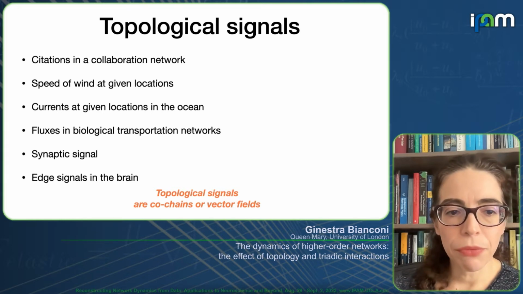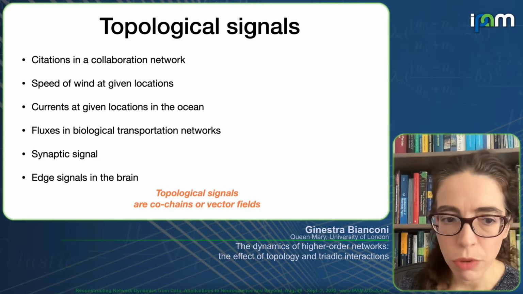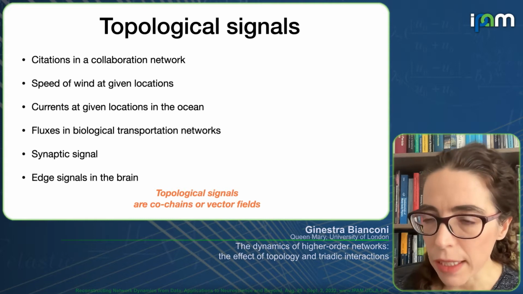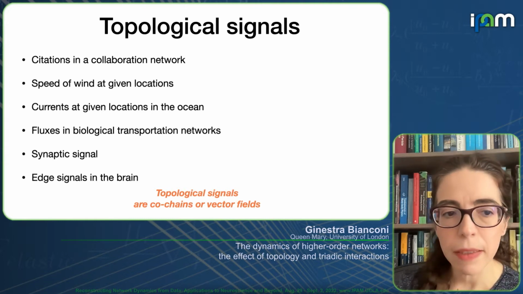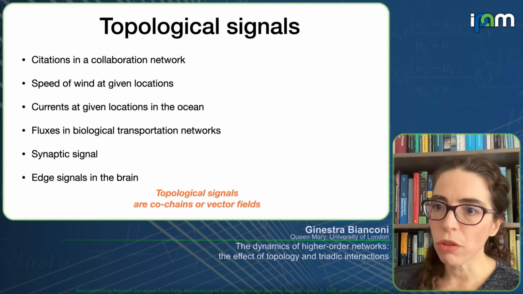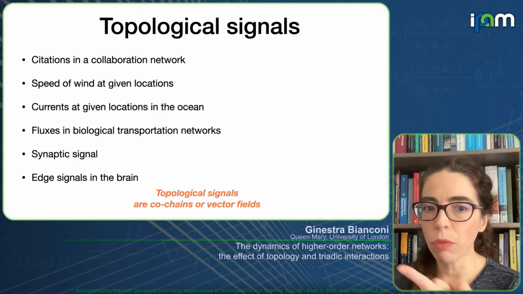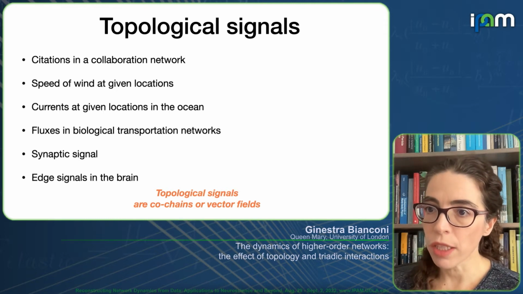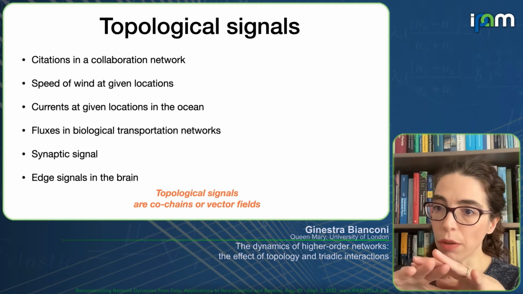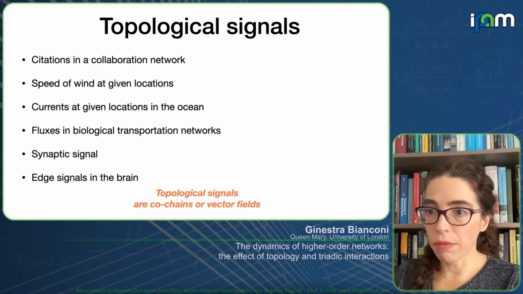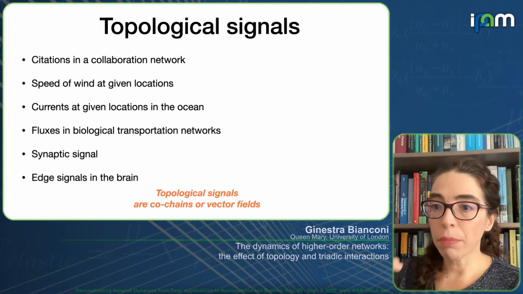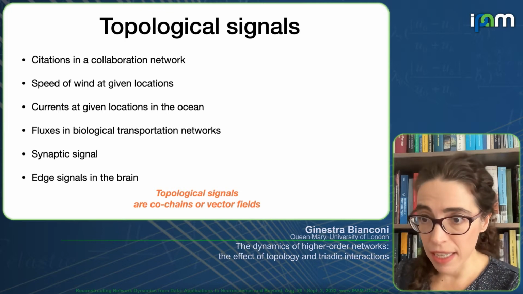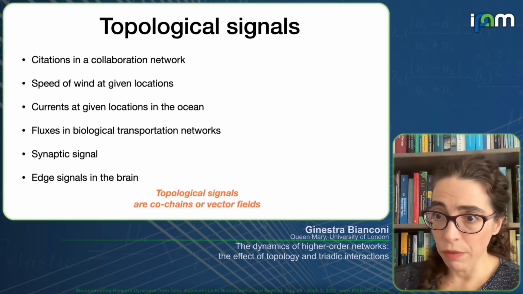Or you can have fluxes in a transportation network, or a synaptic signal, or signals in the brain as proposed by Olaf Sporns recently. Or you can also have a vector field, for instance, the speed of wind at a given location or current at a given location in the ocean. These are vectors, but you can have a tessellation of the surface of the Earth, and you can project this vector onto the tessellation and treat it as a signal associated to the links of your tessellation.